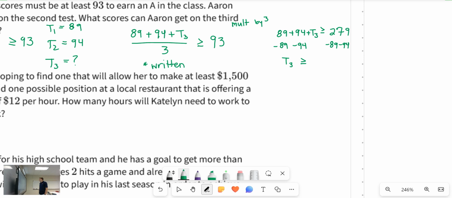And now what is 279 minus 89 minus 94? Well, 279 minus 89 should be 190. And if we take away 94, we should be left with 96. You can do that on your calculator as well, but it is going to end up being 96. So that is our final. What scores can Aaron get on the third test was the question. Any score that is greater than or equal to 96. Test 3 has to be greater than or equal to 96.